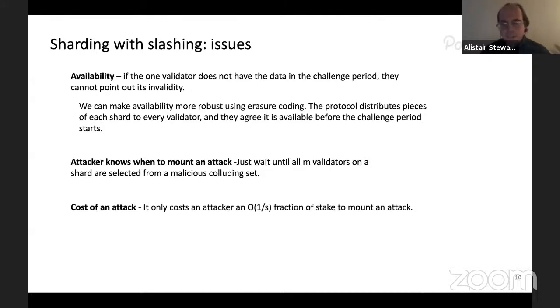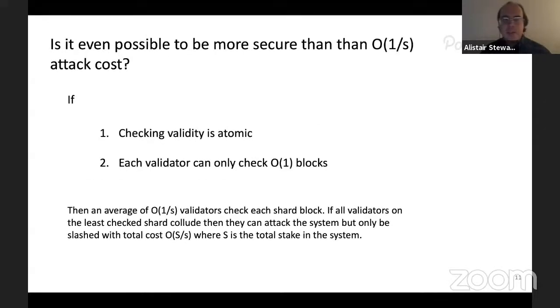And if we imagine this is some sort of security level, then we're not really gaining anything from being in a sharded system versus all these things being independent. The only thing we're really gaining is that we're evening it out. So can we really do much about this? It doesn't seem that by assigning validators differently, we can get around this at all. The problem is that if checking validity is atomic, and each validator can only check a constant number of blocks, otherwise we'd be breaking our scaling, then the average number of validators to check has to be 1 in S, and this gives us the total stake divided by the number of shards that we're slashing. At least for the least checked shard.